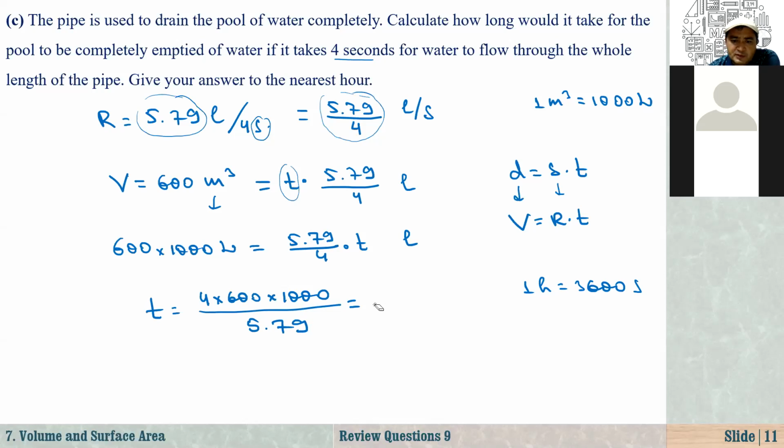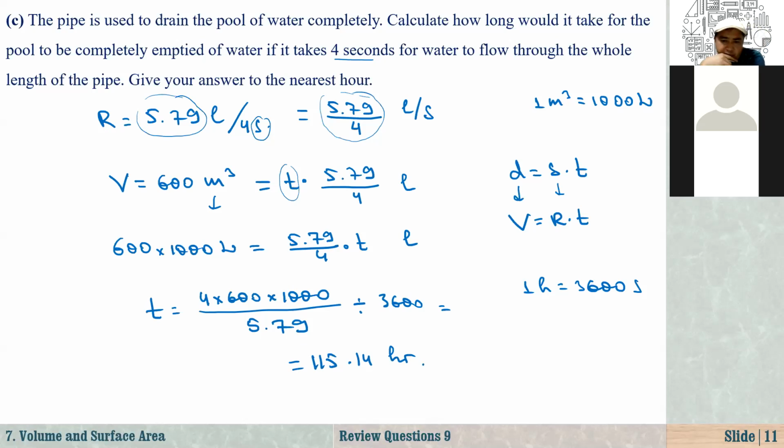Let me just write this divided by 3,600, so the result will be in hours. That's equal to the fraction 4 times 600 times 1,000 divided by 5.79 times 3600. That's equal to 115.14 hours.